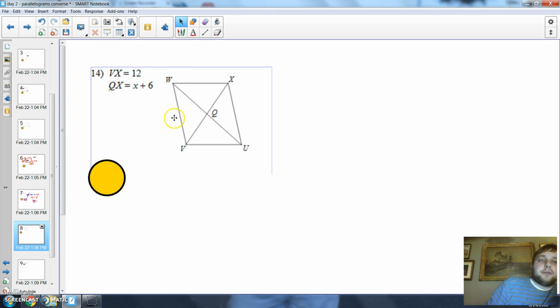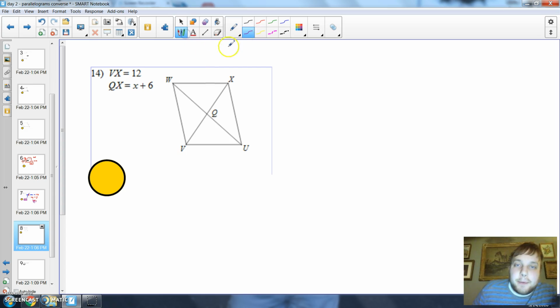Now let's do the next one here, 14. Same kind of deal. I got these bisectors. Now remember, this is halfway. It says Vx is 12. This time Vx, so the whole distance is 12. Right? And this time it says Qx. So Qx is x plus 6.